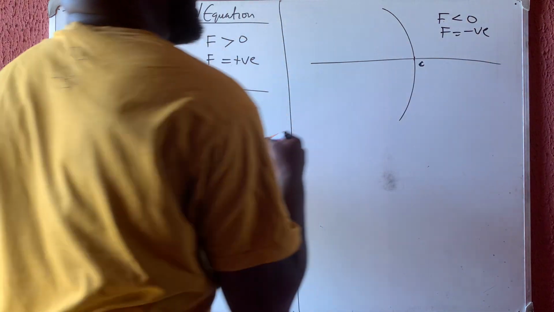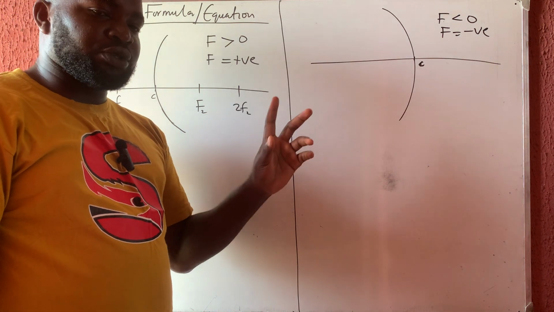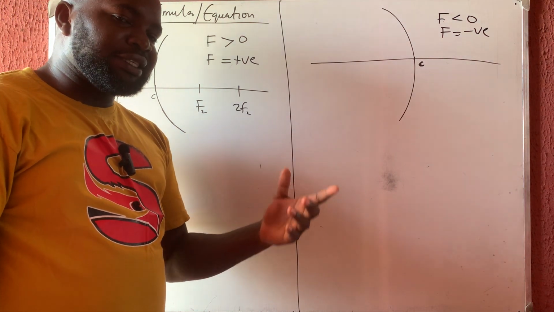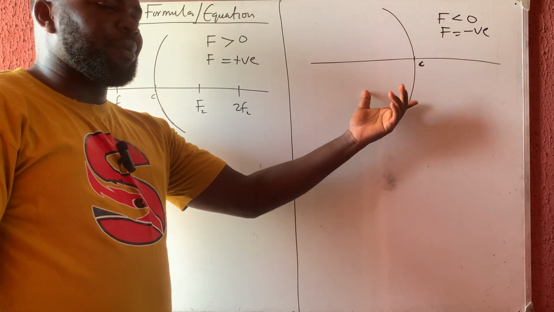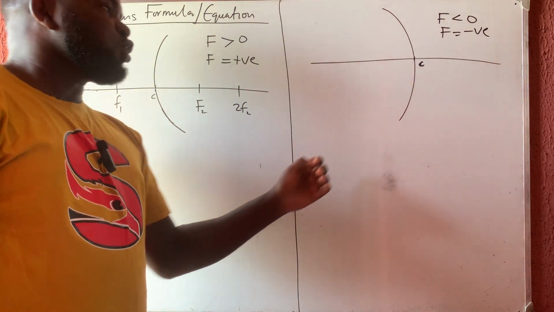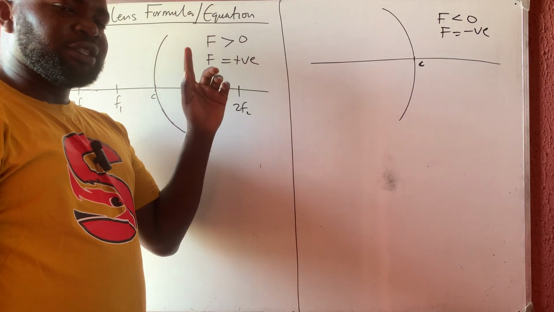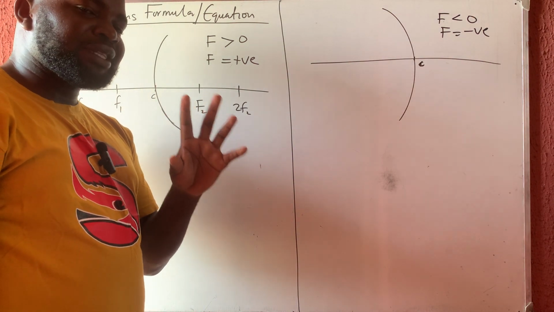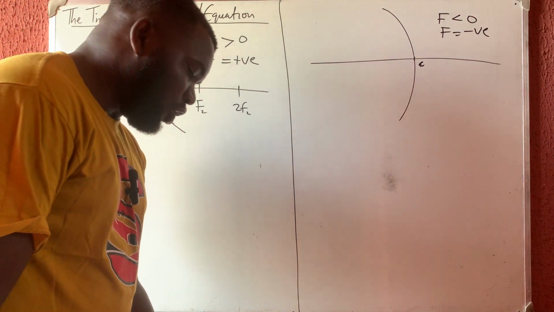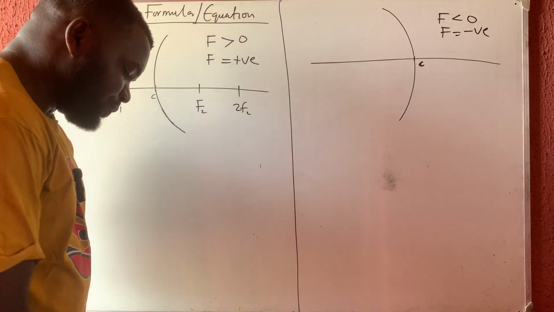So whenever they give you an equation or a question, and you notice that the focal length there is negative, then you should know that they are talking about a diverging lens, and a diverging lens is a concave lens. Now if they give you a question and you notice that the focal length is positive, then that lens is a converging lens, and the converging lens is a convex lens. That's the first thing you need to note.